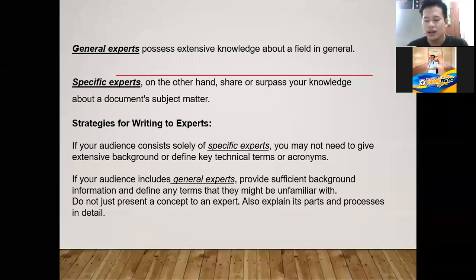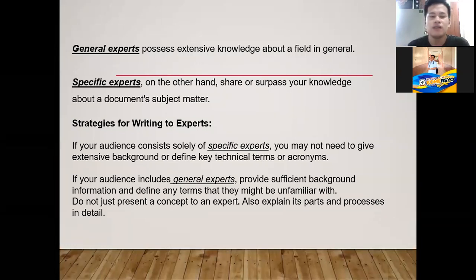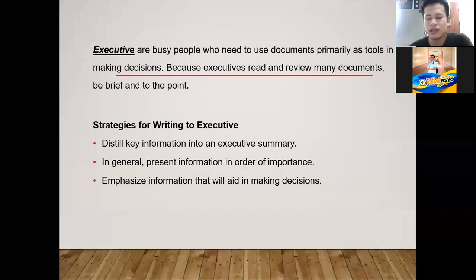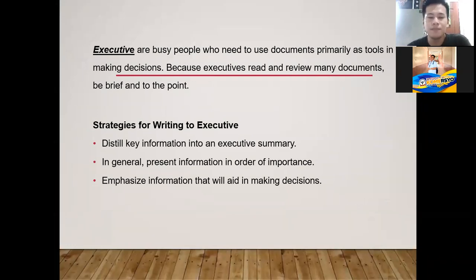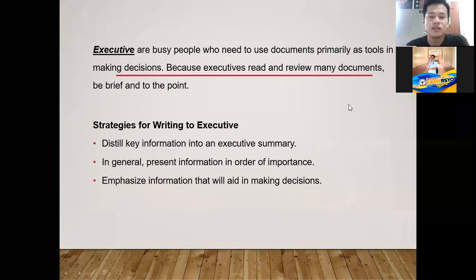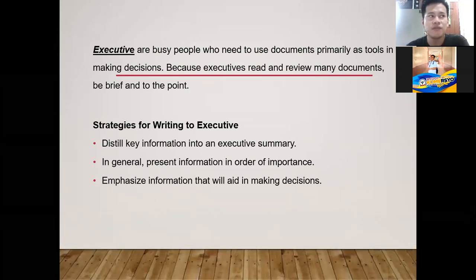So these are two types of experts. Next type of audience is executive. So executives are busy people who need to use documents primarily as tools in making decisions. So because executives read and review many documents, we should write our technical communication in a brief way, direct to the point.